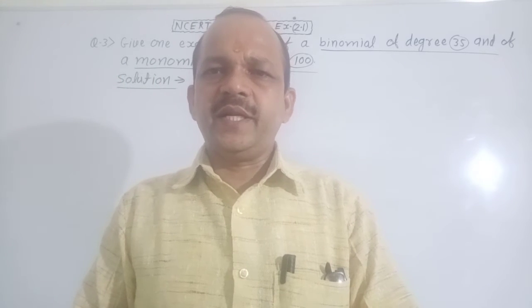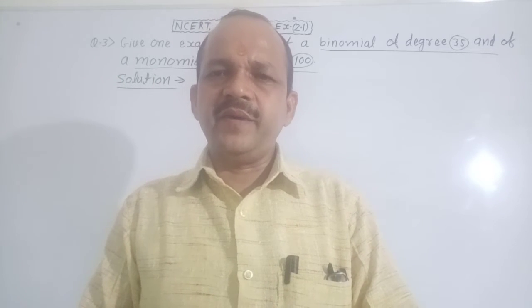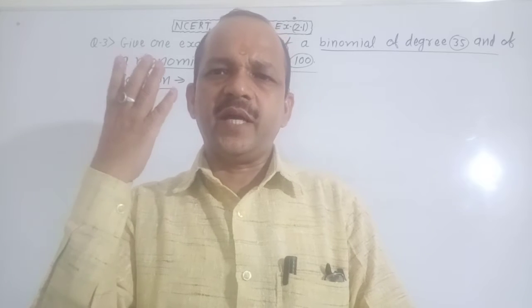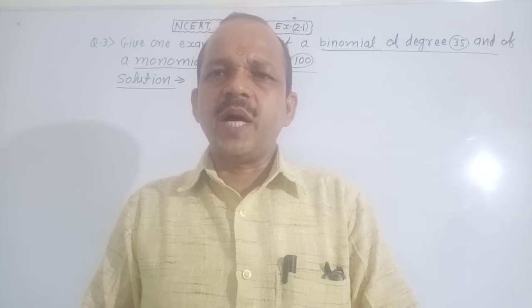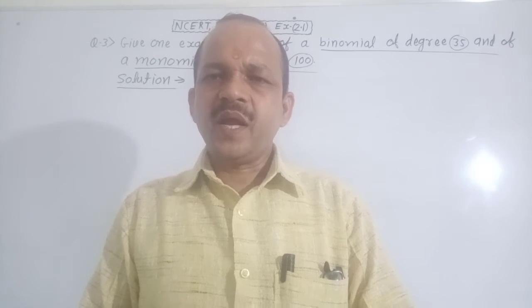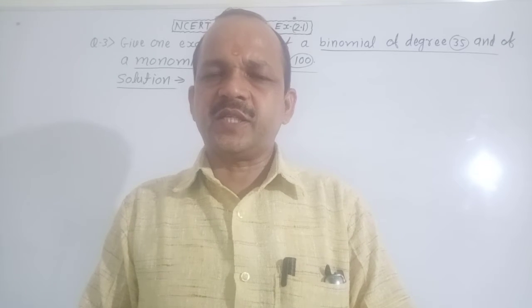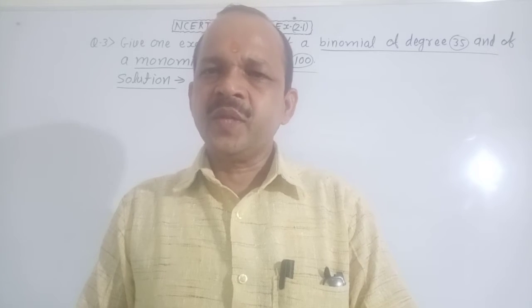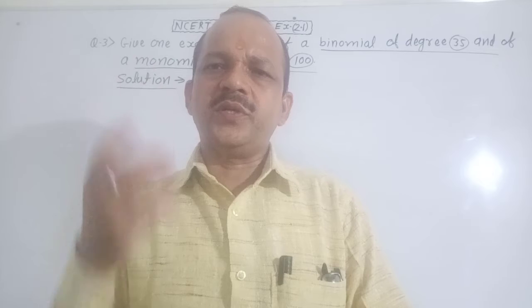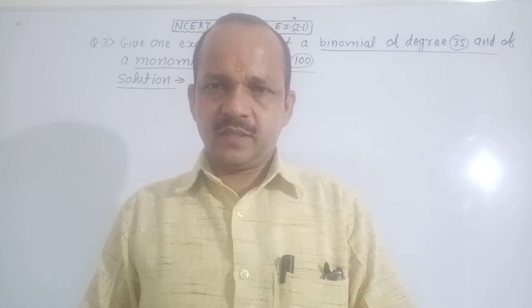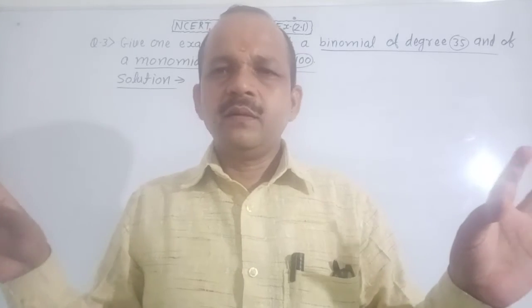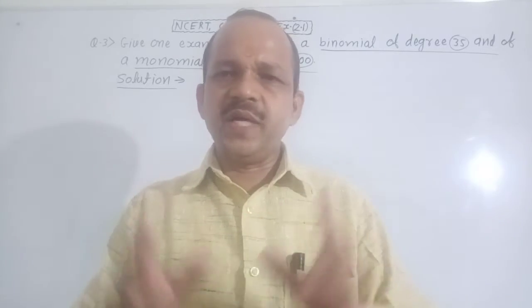Next, biquadratic polynomial. A polynomial having degree 4 or more than 4 is called a biquadratic polynomial. The form of a biquadratic polynomial is ax power 4 plus bx cube plus cx square plus dx plus e equal to 0. It has 4 or more than 4 zeros, meaning 4 or more than 4 answers. Polynomial is clear? No confusion about it?